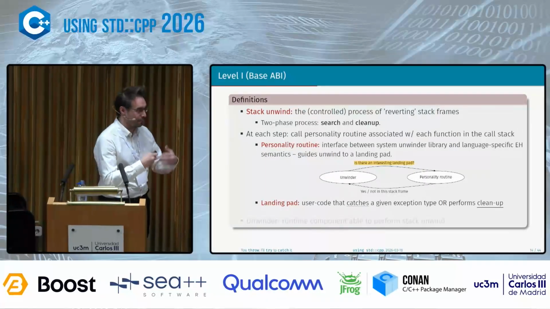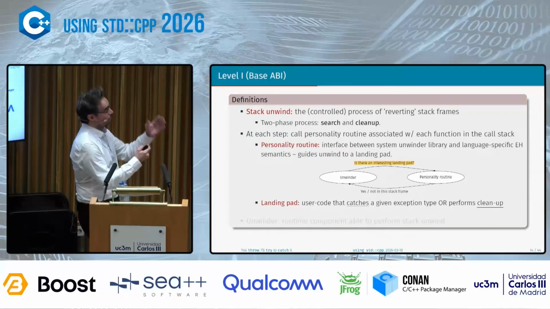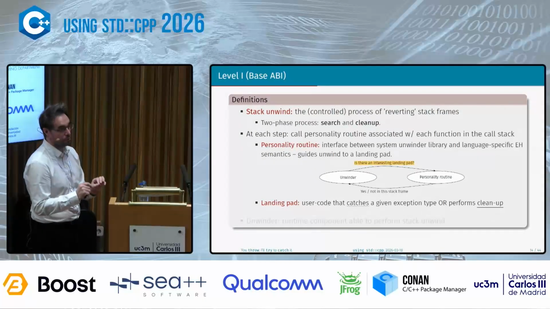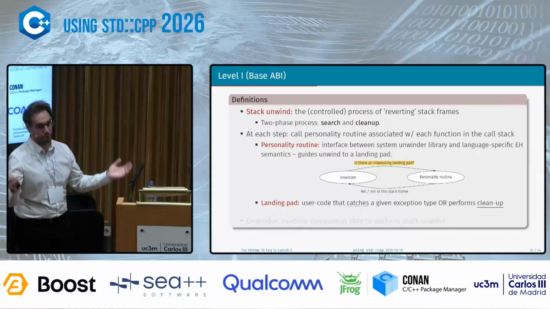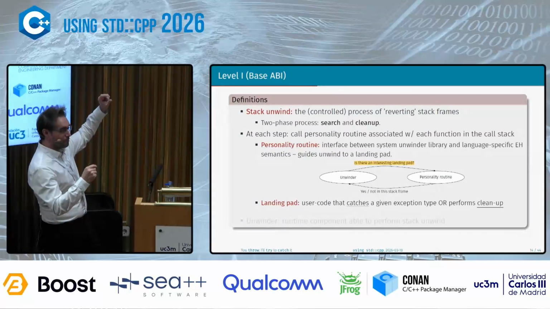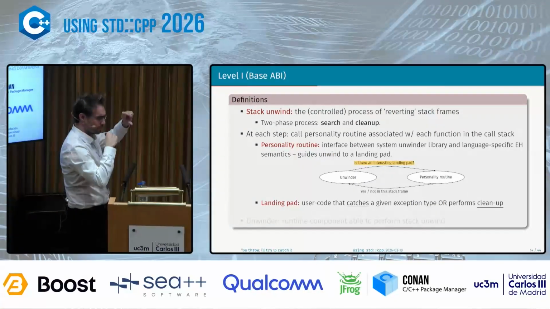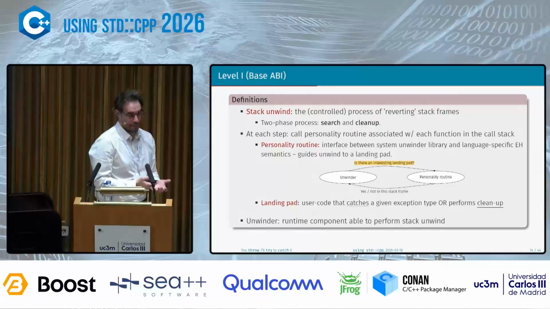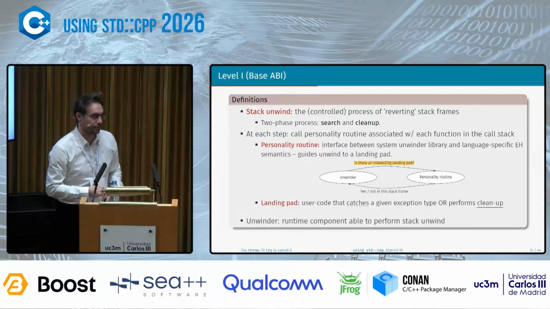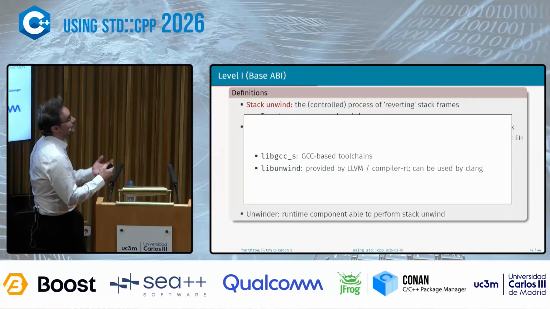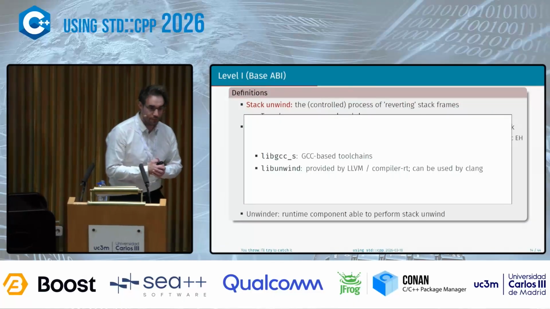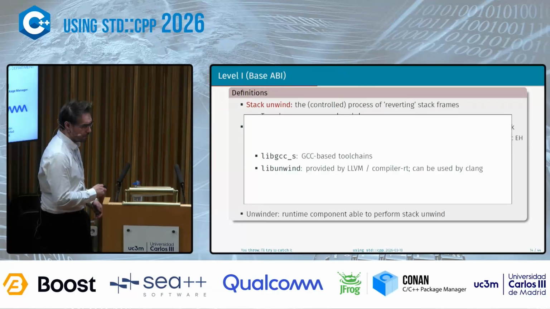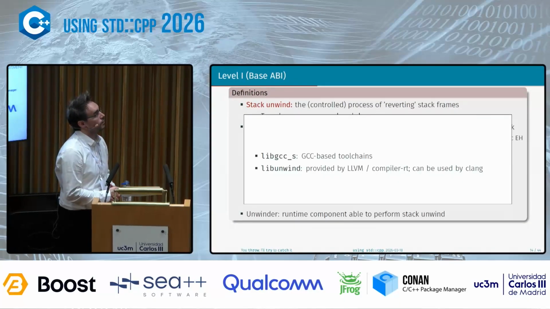Now, after having defined these concepts, I would like to name the concept of landing pad. This is basically some user code that manages to catch a given exception type or perform cleanup. Cleanup as in calling a destructor, because it's some automatic variable that was allocated in some scope, and it needs to be destroyed when you leave that stack frame. And then we have the unwinder, which is basically the runtime component that is able to perform all this process. There are a couple of well-known unwinders. There is libgcc_s, which is basically what is delivered with GCC-based toolchains. And then there is libunwind, which is provided by LLVM and compiler-rt, and can be used by Clang if you specify a couple of command line options.